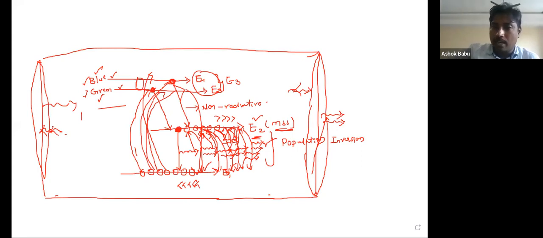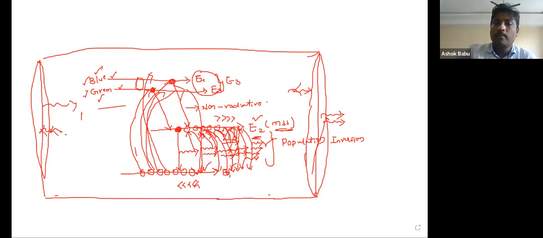After that, by non-radiative transition, they are de-excited to the metastable state. It is called non-radiative because no energy is released in the de-excitation process. In the metastable state, atoms spend the maximum time, so the atoms continuously go on increasing in the E2 state.